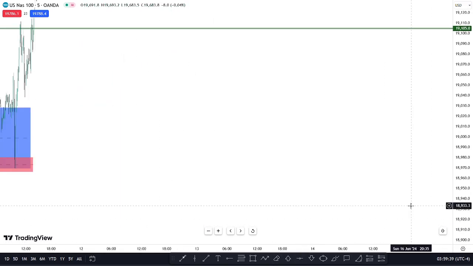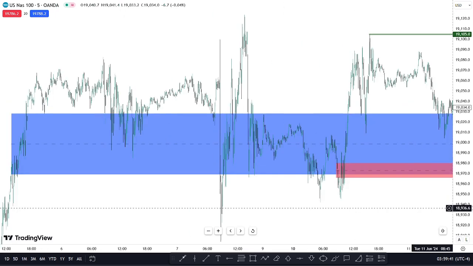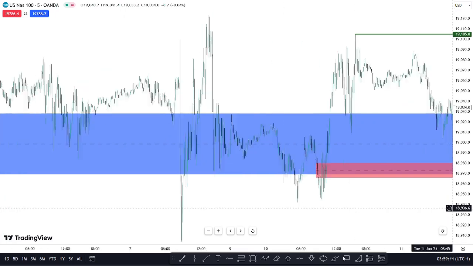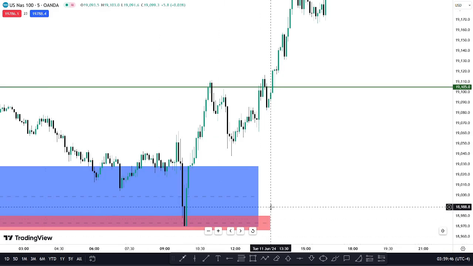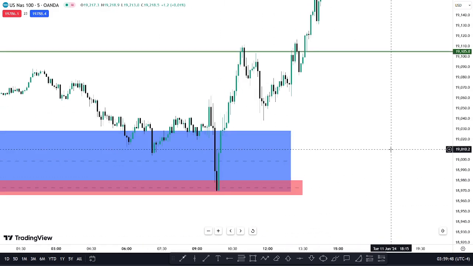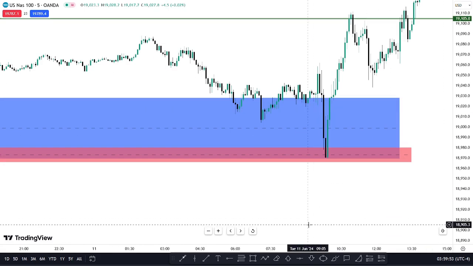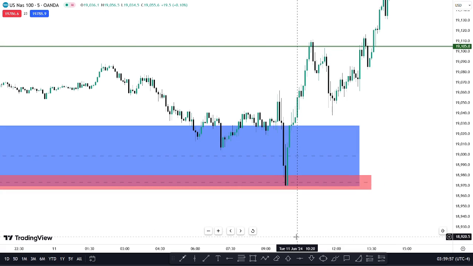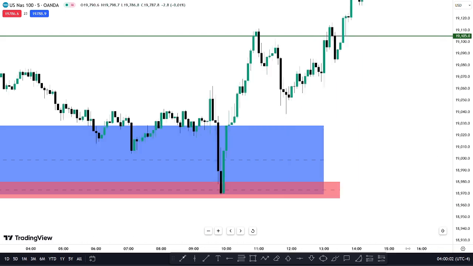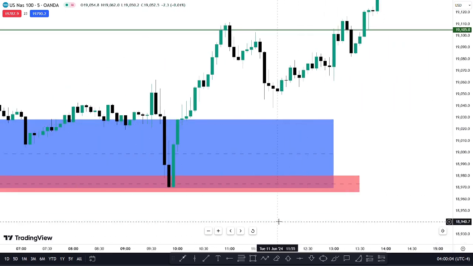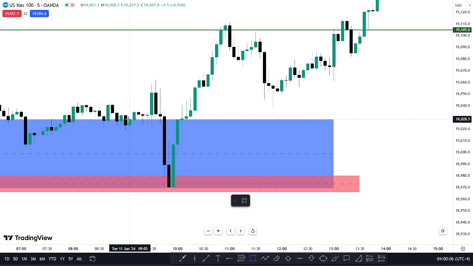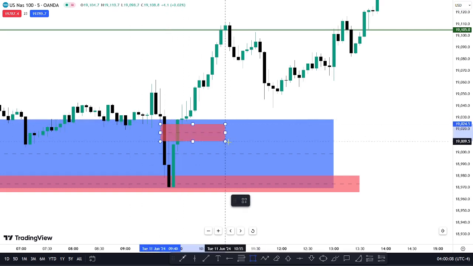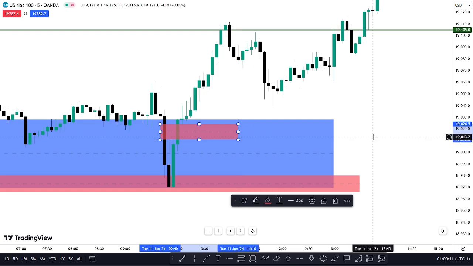Then let's see how we could have entered that one. This is amazing. This is really, really amazing. Wow. This is a clean turtle soup, guys. This is the cleanest turtle soup that you can ever have.